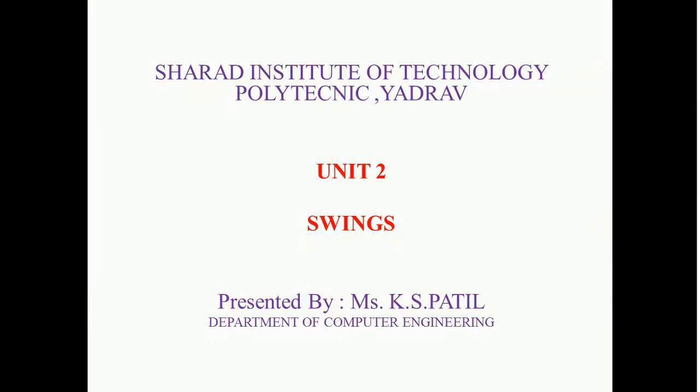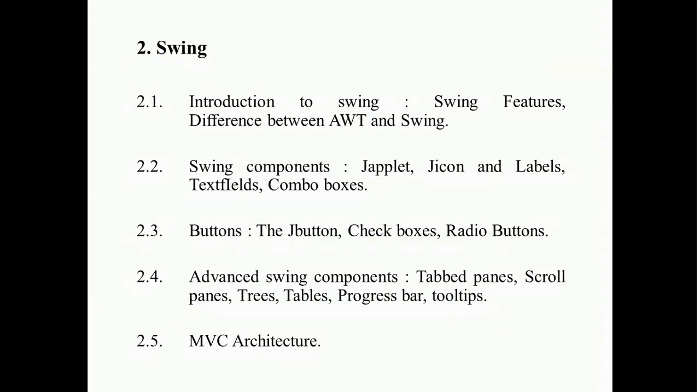Today we will start our second chapter, that is Swing. This chapter has 10 marks. First, see the content of the Swing chapter. In Swing, there are a total of 5 points. First point, 2.1 Introduction to Swing. In that we will see Swing features and the difference between AWT and Swing.